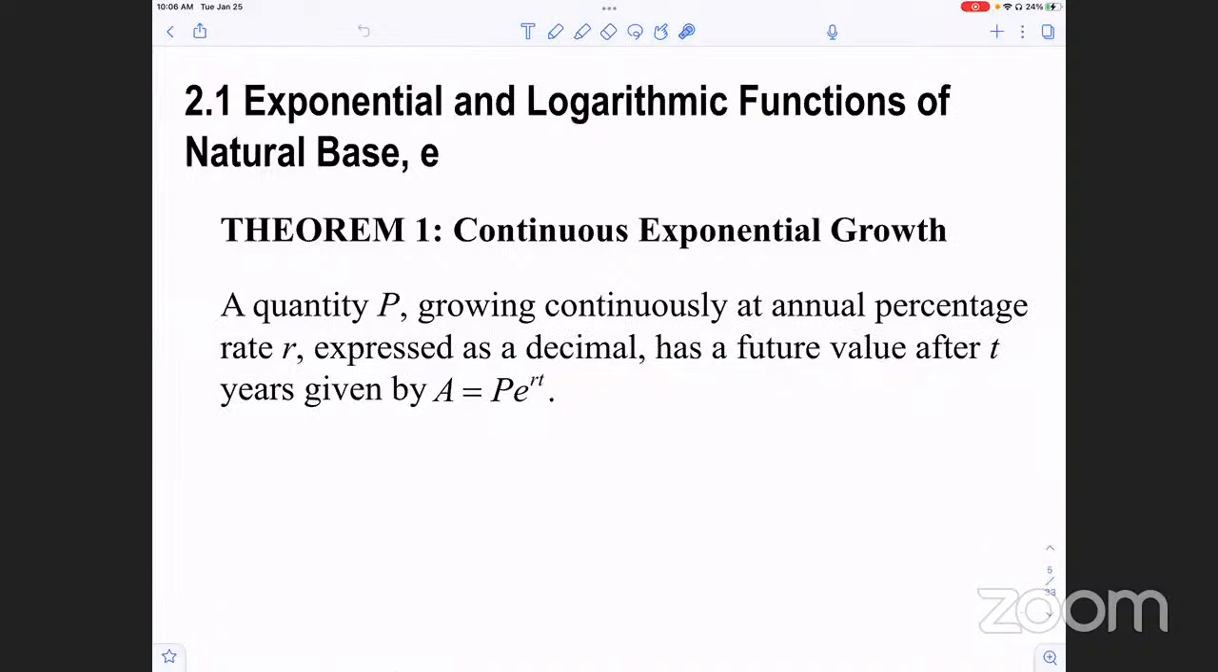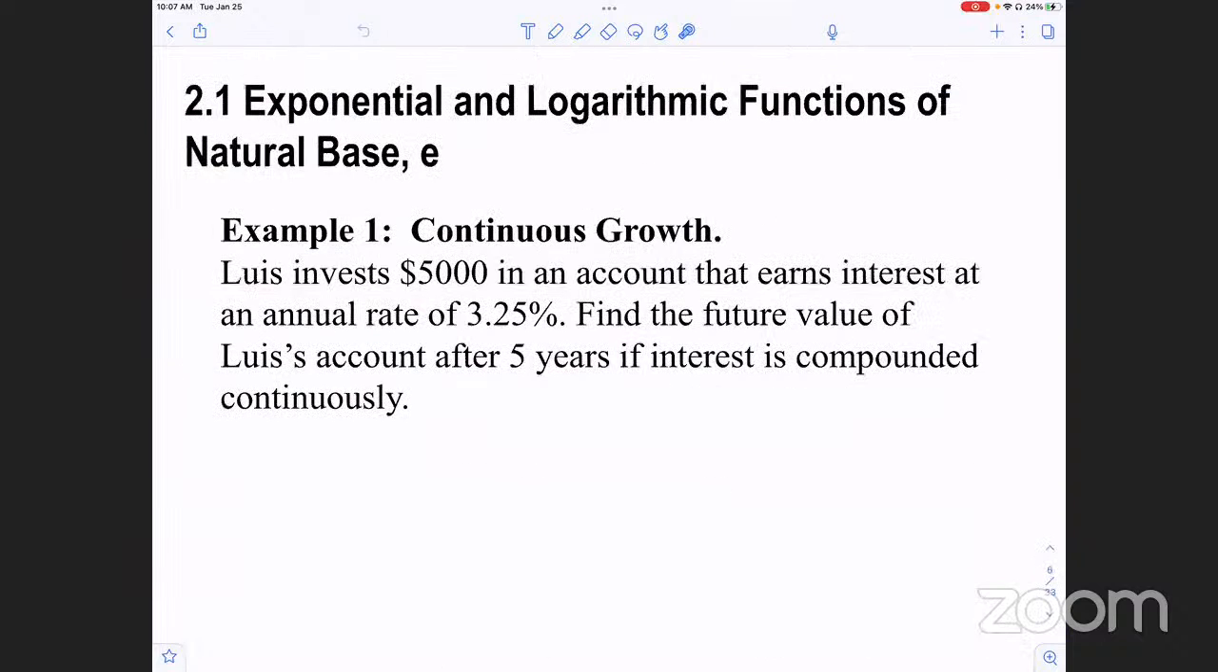And we have continuous exponential growth. A quantity P growing continuously at annual percentage rate r expressed as a decimal has a future value after t years given by this. So this is like from continuous compound interest. I call this like PERT. So whenever I'm doing continuous compound interest, I would do A equals P e to the rt. But you can apply it to things outside of continuous compound interest. Let's just see some examples.